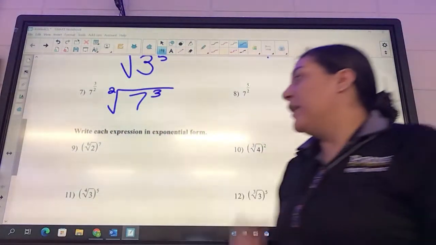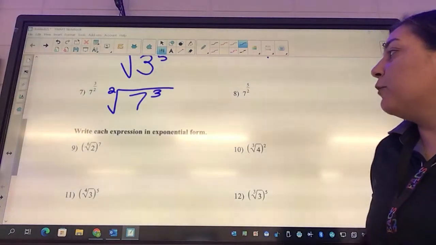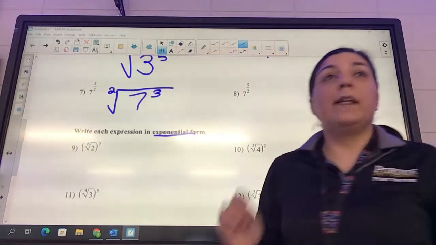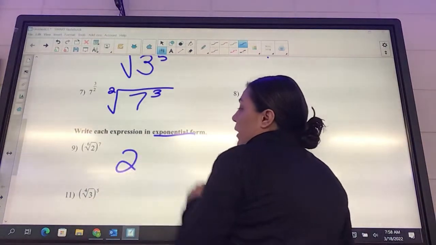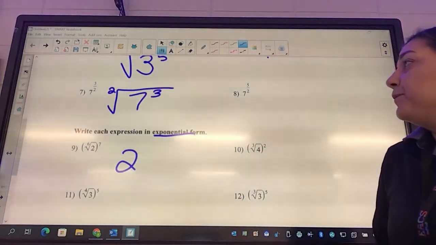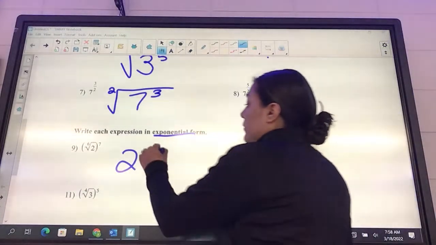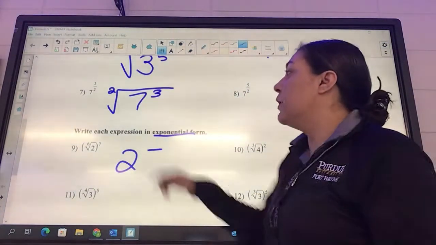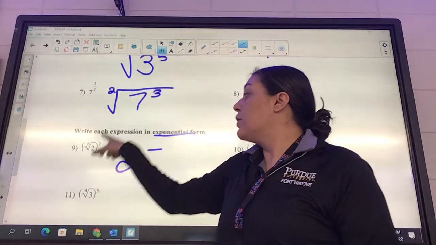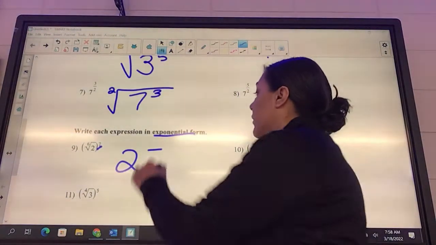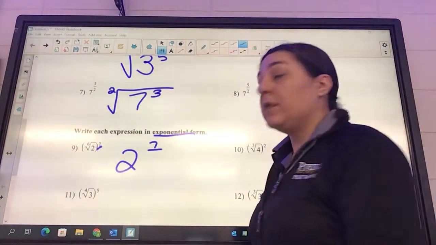Okay, this one, our big number is going to be 2, and we want to write these in exponential form. So it should look like an exponent. Our big number is going to be 2. And what's going to go on the top? Look at this one. The top went on the inside. So our inside number is a 7 over 6.